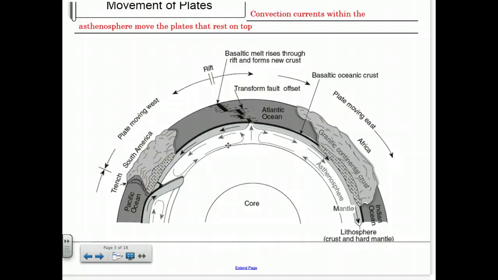And we'll see that with the lava lamp when I show you that example, where you have warm, less dense material rising to the surface, and then it cools off, and then it sinks back down. And that movement is actually what's causing these plates to move.